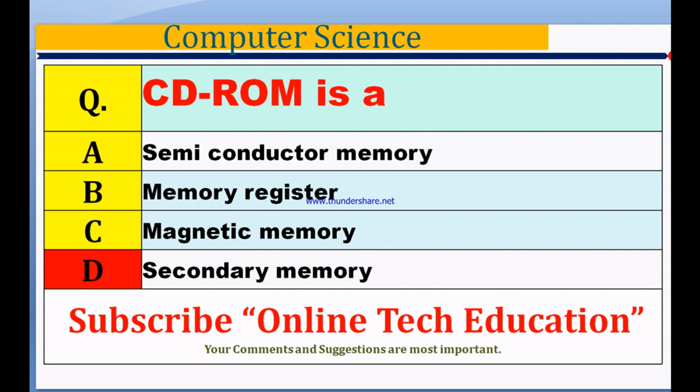CD-ROM is a semiconductor memory, memory register, magnetic memory, secondary memory. Correct answer D option, secondary memory.